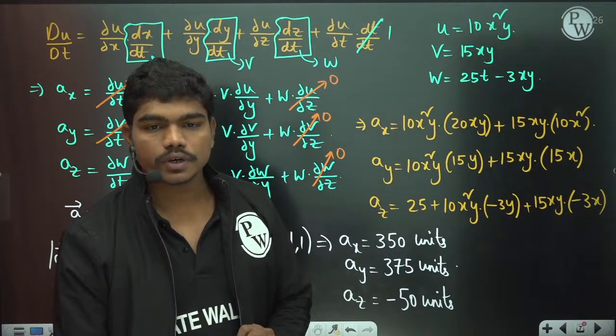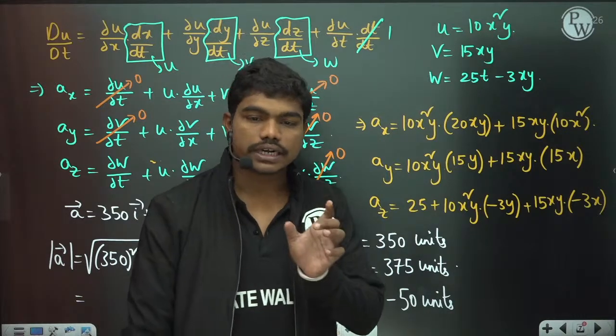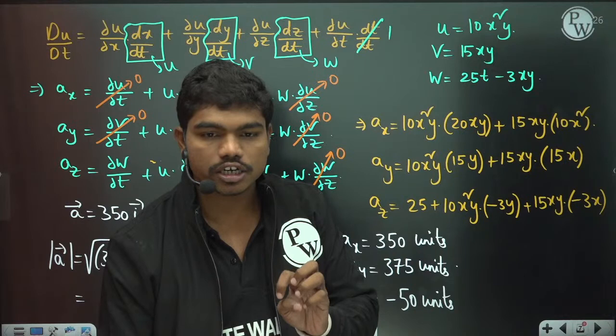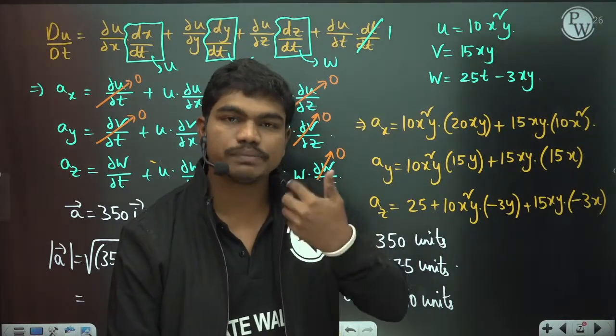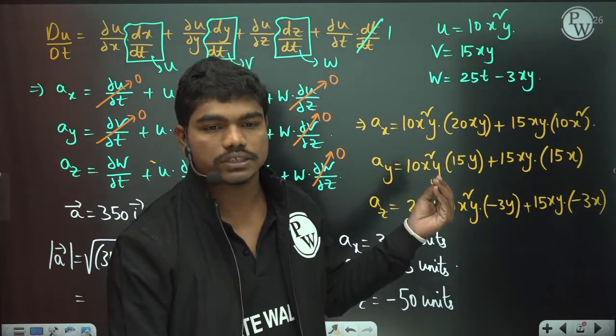So please type in the chat box. Is this clear to all of you? Did you all understand how to calculate the accelerations whenever a certain velocity vector is given? Because questions on calculation of accelerations are the most repetitive kind of questions in the GATE examination.